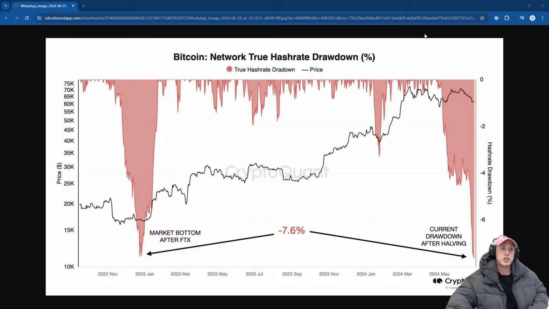Yeah, you can. So you can see here this Bitcoin network true hash rate drawdown was as much as the market bottom after FTX. Now think logically about how crazy that is in terms of minor capitulation, that we're having the same drawdown in hash rate as what we had when Bitcoin crashed from 17, 18k to 15k. Why? I'm not fully across it.